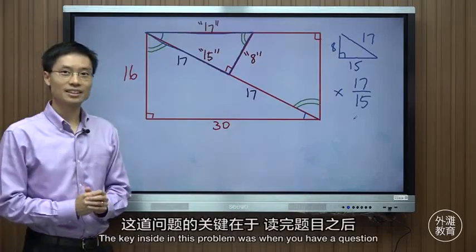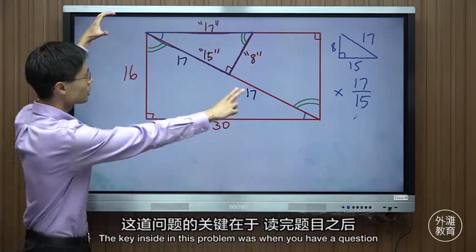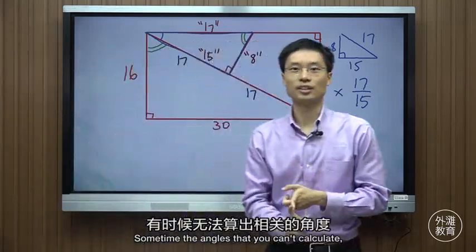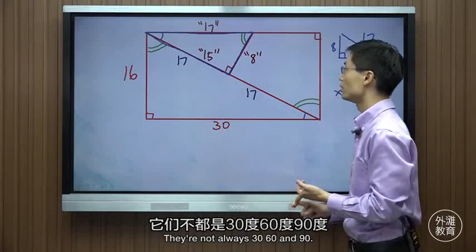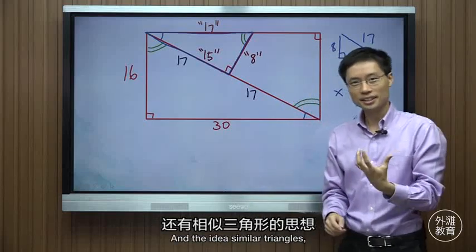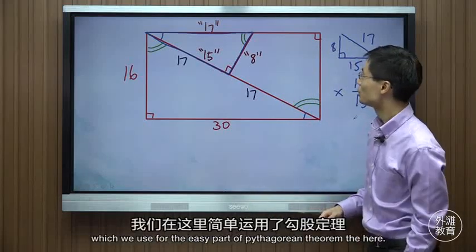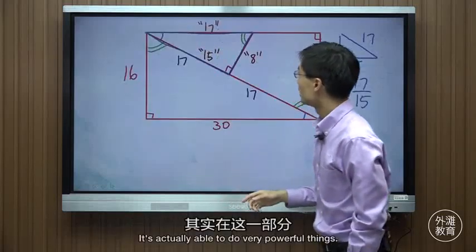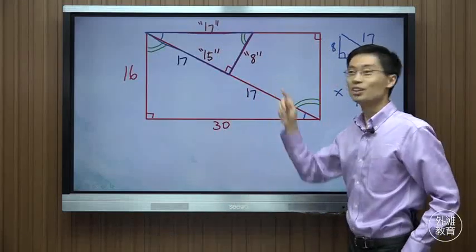The key insight in this problem was when you have a question, label what you know. Sometimes the angles you can't calculate. They're not always 30, 60, 90. But see if you can see any of the angles that are the same as other ones. And this idea of similar triangles, which we used for the easy part of the Pythagorean theorem here, is actually able to do very powerful things over here as well.